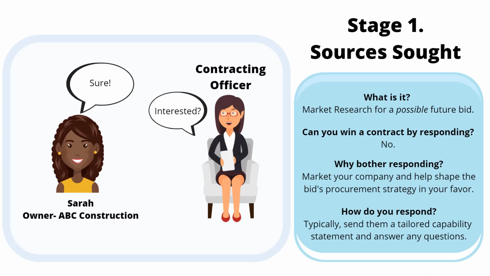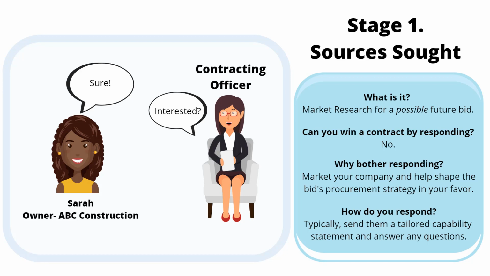Here we find ourselves at stage 1. Stage 1 is called the sources sought. As you can see in the picture to the left, we have the contracting officer asking Sarah, are you interested in this requirement? And Sarah is responding saying, sure. What is this stage? It's actually the market research for a possible future bid. So no, you cannot win a contract by responding to this.